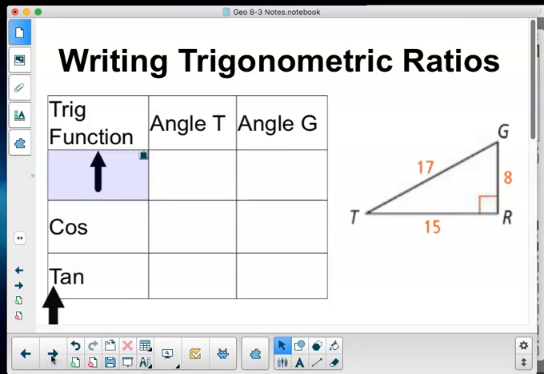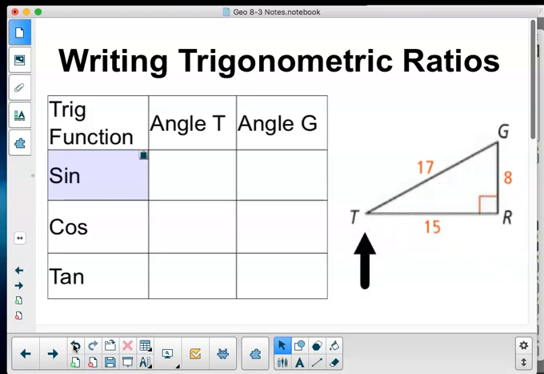Let's practice. This first one we're going to do, I'm going to reverse that. We're talking about sine. So if I'm looking at sine, I want angle t. So we're going to look at angle t, all right? And 8 is opposite angle t. 15 is adjacent. This is the adjacent side to angle t, and this is the hypotenuse, not because of angle t, but because of this angle right here. That tells me this is the hypotenuse.